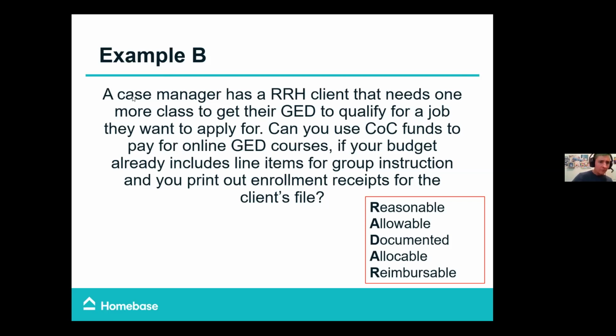It is reasonable for a client to complete this course as part of their work towards self-sufficiency. It's allowable as an eligible education cost. It's documented with printed out enrollment receipts in the client's file. It's allocable to a rapid rehousing program, and it's reimbursable as part of the budget. So yes, you can use CoC funds to pay for online GED courses in this instance.